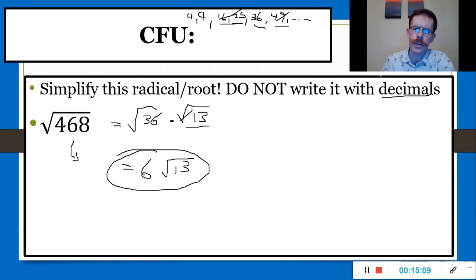Now, I think we are going to do a little bit more practice tomorrow on this, but hey, that's fine, that's dandy. I'm totally fine with doing more square root practice so we can understand what we're doing.